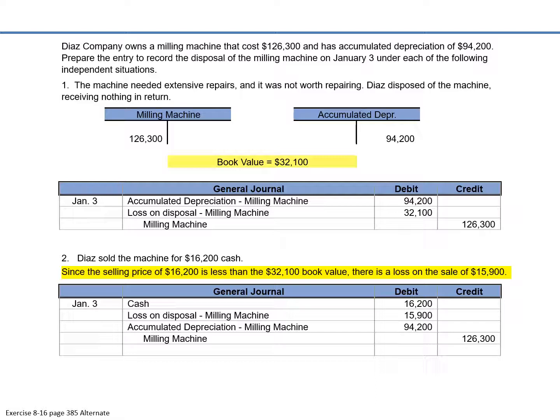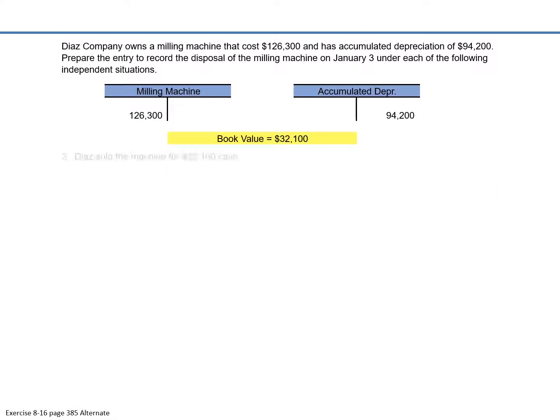How'd you do? All right, so part 3, Diaz sold the machine for $32,100. What's the entry?